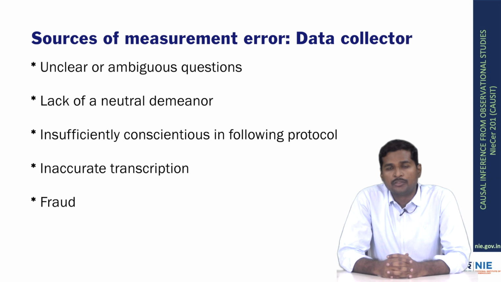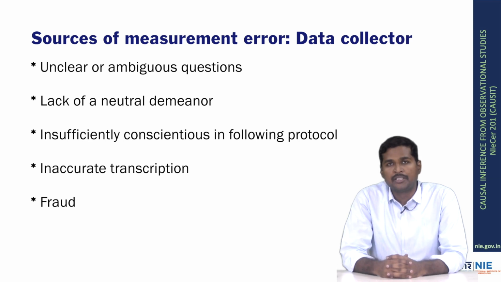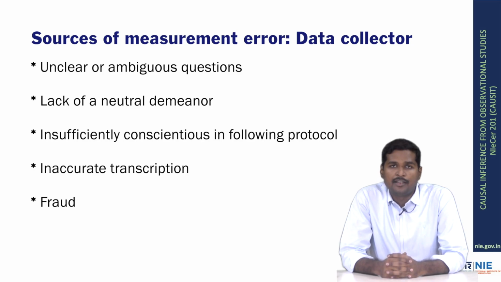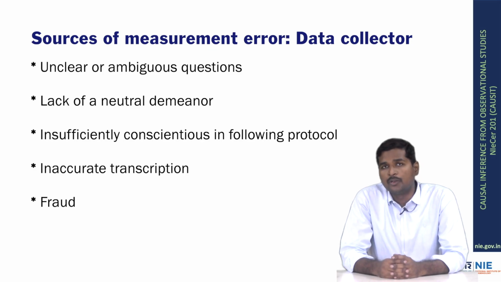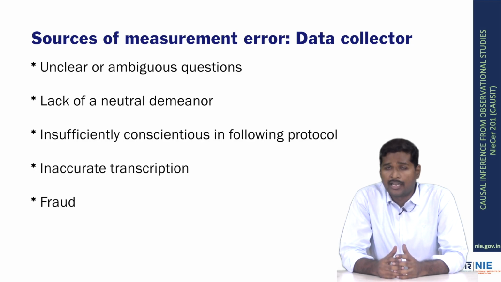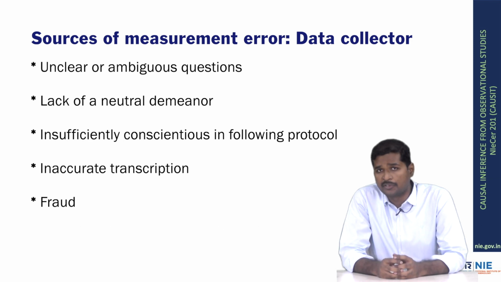The next source comes from the data collector. These are people who are going to ask the questions of the respondents. If we do not adequately train these data collectors, there might be variations in how each of them asks questions to different sets of respondents. The data collector might ask questions which are unclear or ambiguous to the respondent. The data collector might not have a neutral demeanor or a neutral tone when asking certain types of questions.